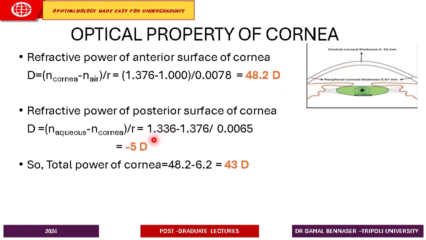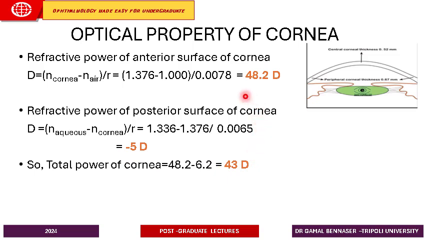So it will be the aqueous refractive index 1.336, and this is the cornea 1.37. Same thing, we will divide by the radius of curvature of the posterior surface in meters. So you will notice that the posterior surface has a negative power. So the total dioptric power of the cornea will equal the sum of both the anterior surface as well as the posterior surface. So the net power of the cornea will be 43 diopters.